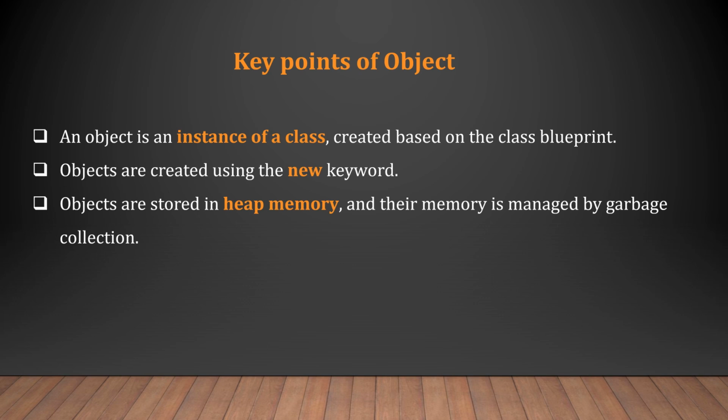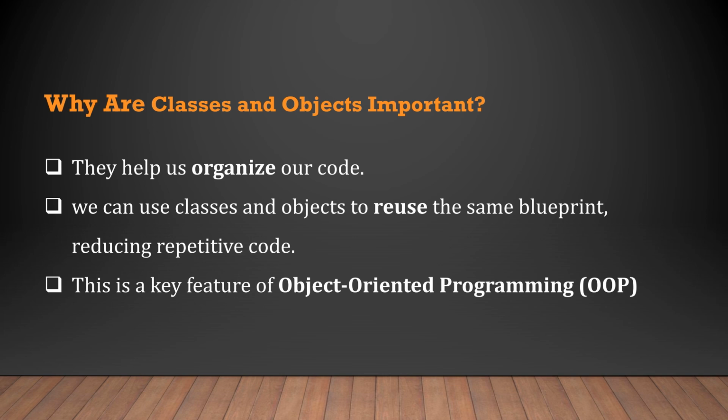Now you might be wondering, why do we even need classes and objects in programming? The reason is very simple. They help us to organize our code. Imagine you are writing a program to manage hundreds of smartphones. Instead of defining the same properties and behaviors over and over for each phone, we can use classes and objects to reuse the same blueprint, reducing the repetitive code. This is the key feature of object-oriented programming, and it's one of the reasons why Java is such a powerful and flexible language.